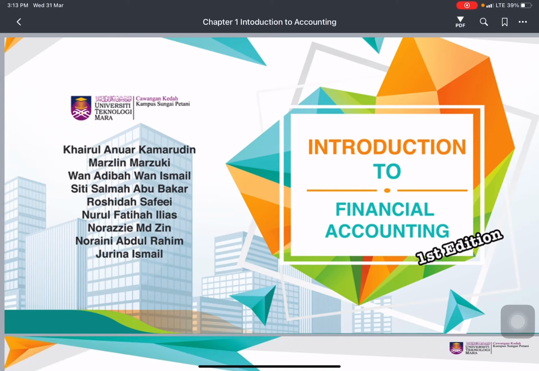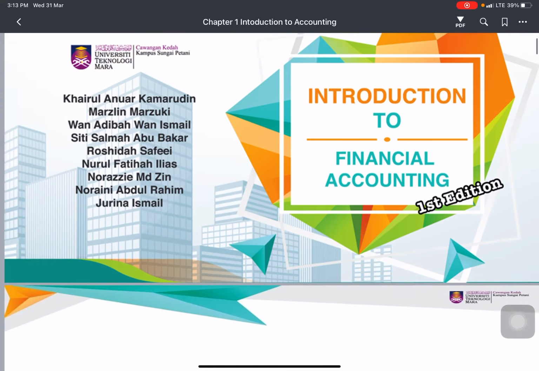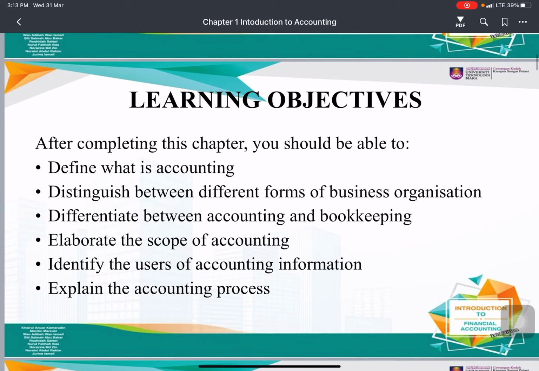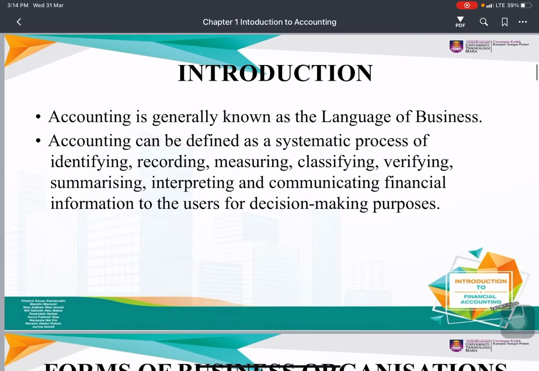Now we move on to our first topic, the introduction. So this is chapter 1. What is our learning objective? By the end of this topic, we should know what accounting is, what the difference is between forms of organization, the difference between accounting and bookkeeping, the scope of accounting, who the users of accounting information are, and you should be able to explain the accounting process.